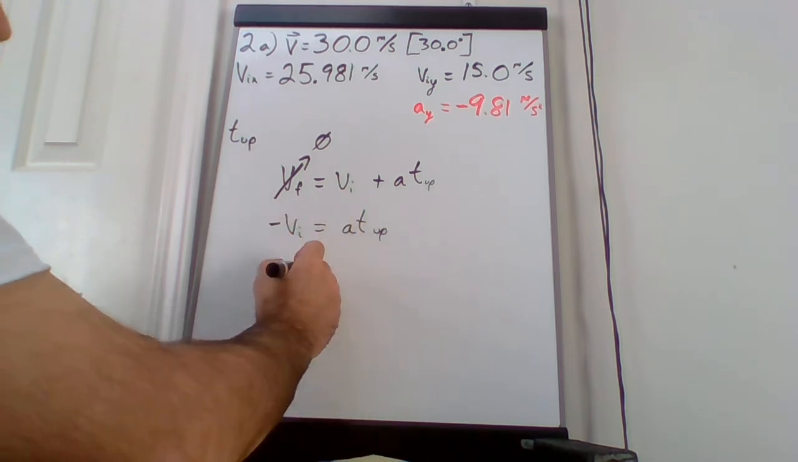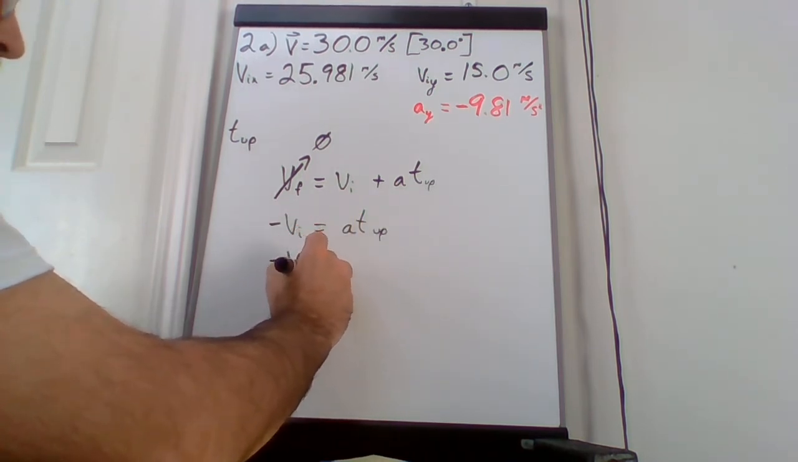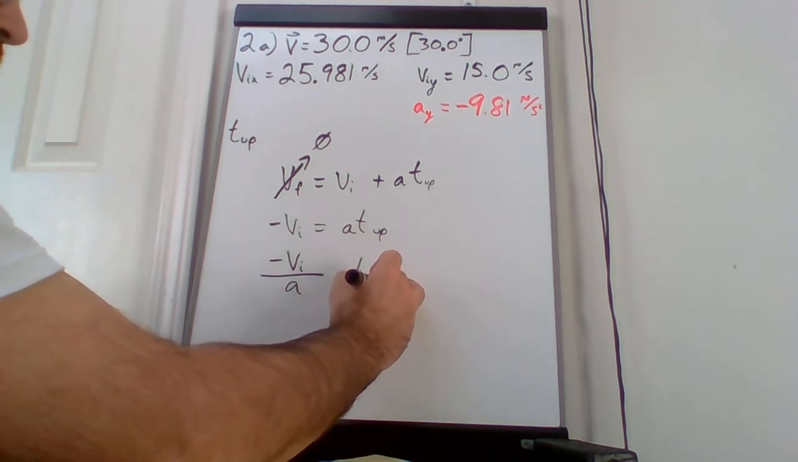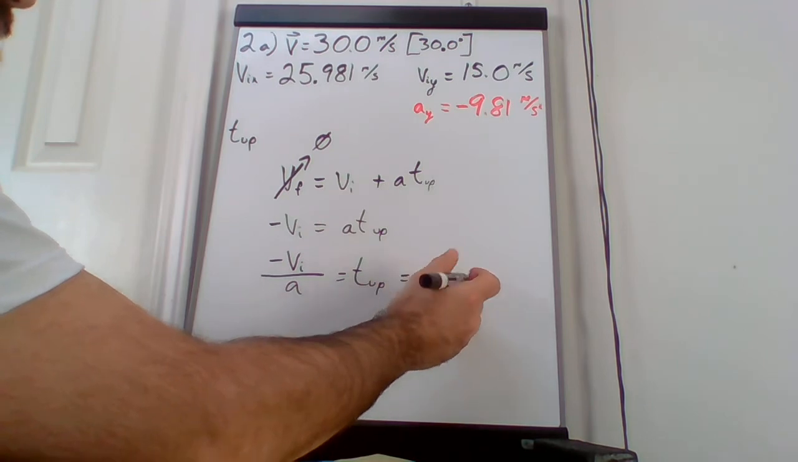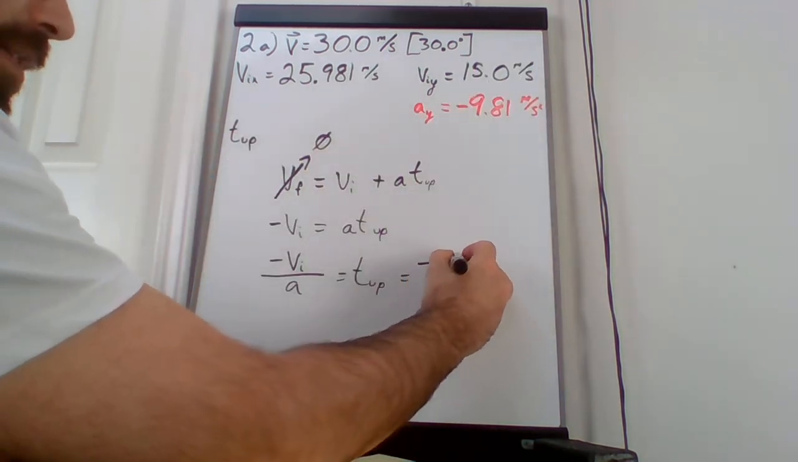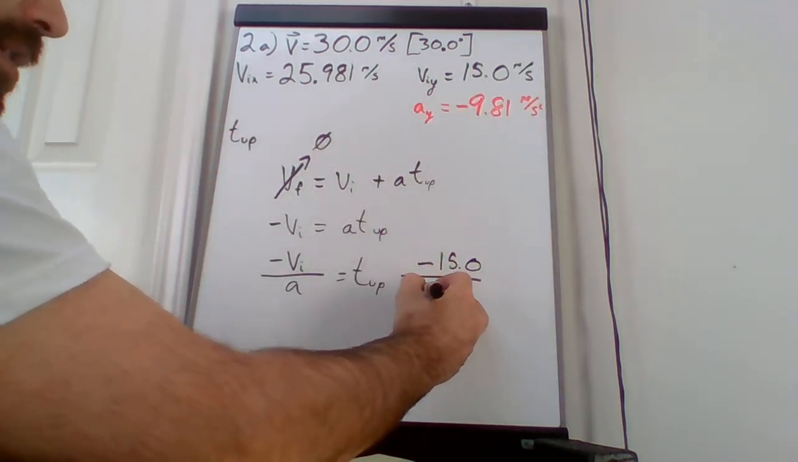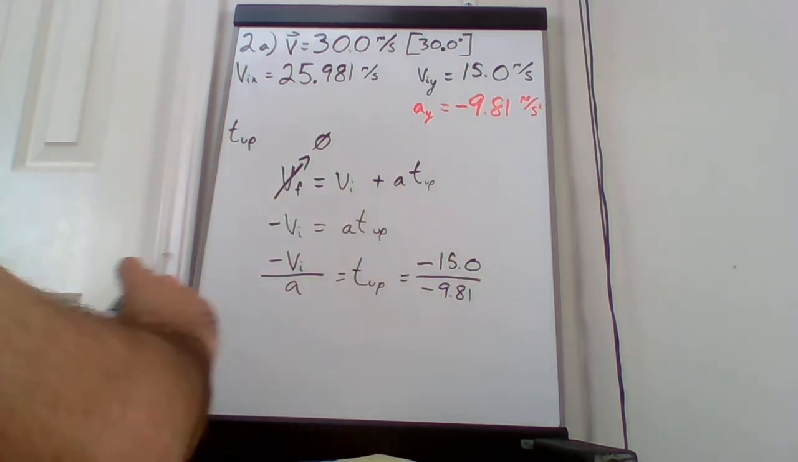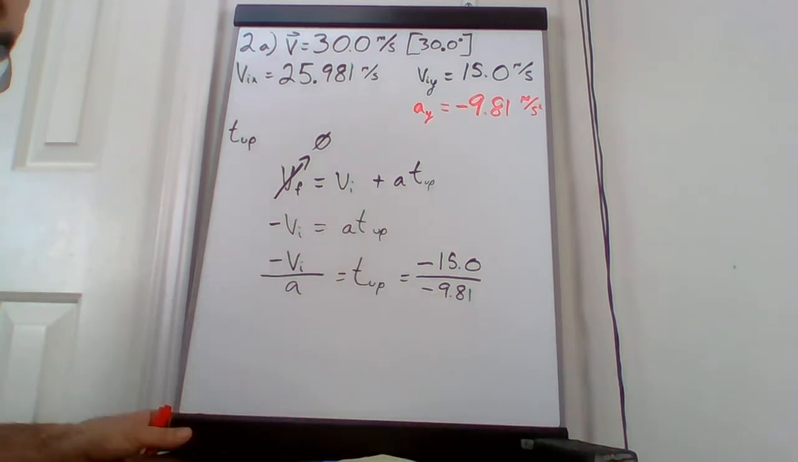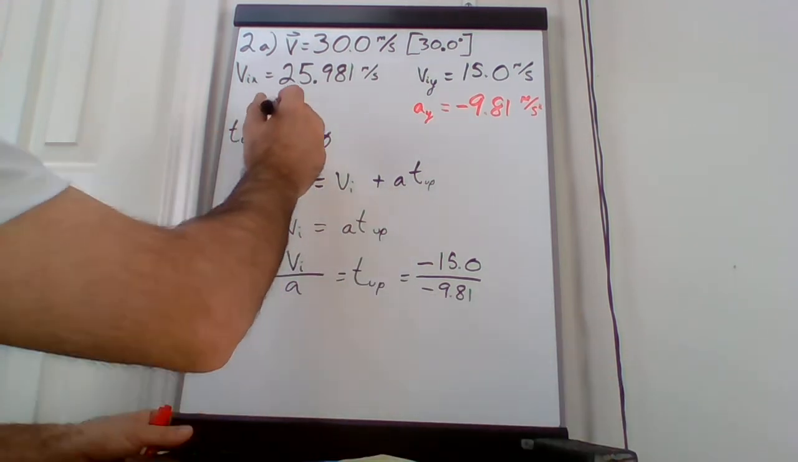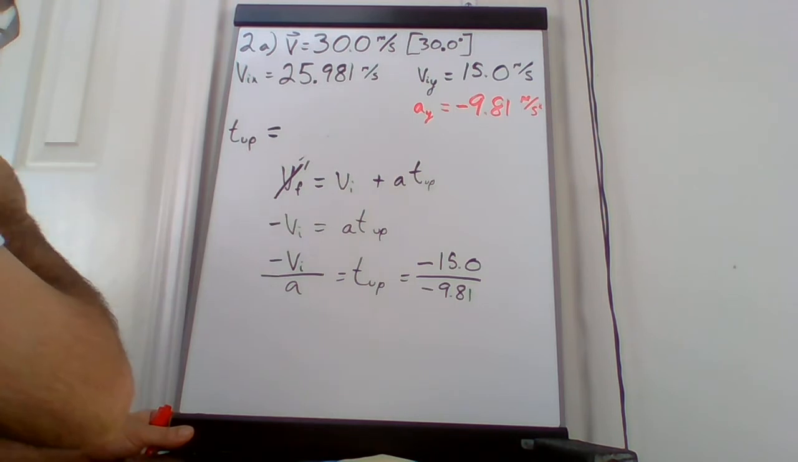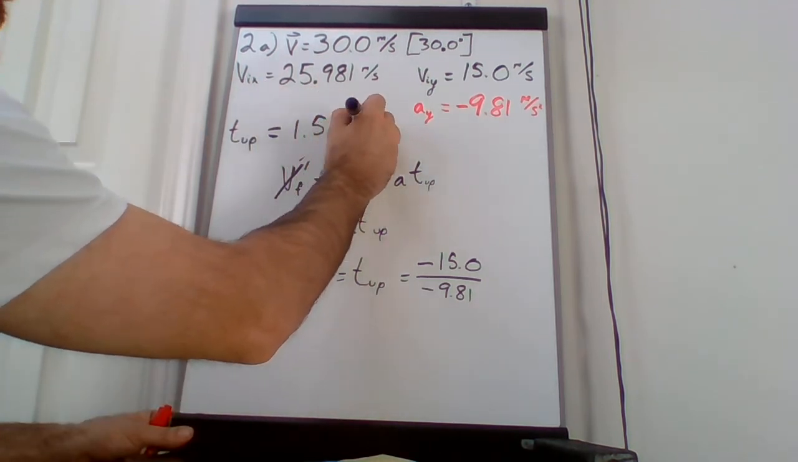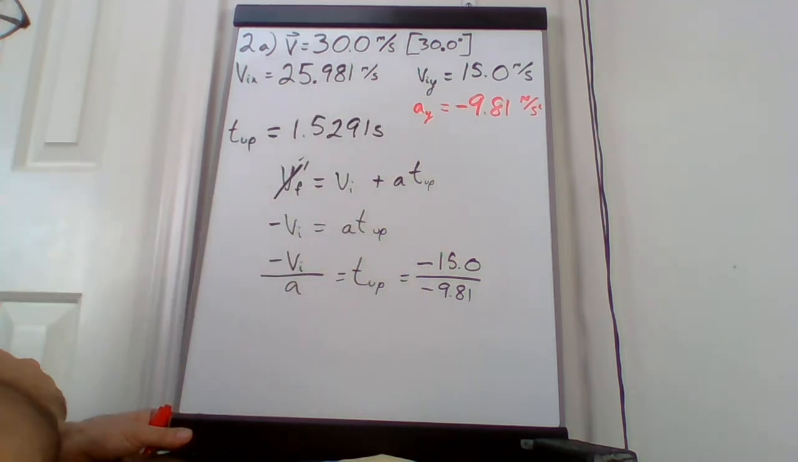Okay. And so then my negative VI divided by that acceleration equals my time up. So in this case, I have a negative 15.0 divided by a negative 9.81. Okay. And when I plug that into my calculator, I get a value here of 1.5291 seconds.